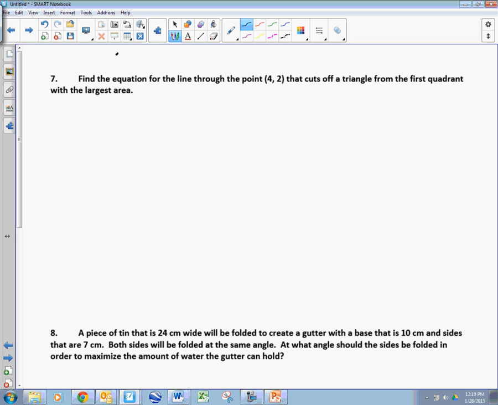This is a big boy problem. Now we want to find the equation for a line through the point 4, 2, and it cuts off a triangle from the first quadrant with the smallest area. You tell me. This will be our last problem of the day, and we'll do the number 8 tomorrow. What do I do? Draw my box.